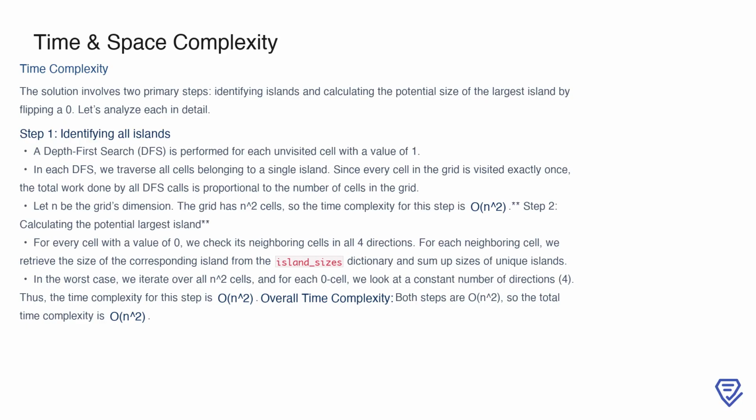Next, we calculate the potential largest island size. For every cell with a value of 0, we check its neighboring cells in all 4 directions. For each neighbor, we retrieve the size of its corresponding island from the island_sizes dictionary, summing up the sizes of unique islands. In the worst case, we iterate over all n squared cells, and for each 0 cell, we examine at most 4 neighbors. This also results in a time complexity of O(n squared). Combining both steps, the overall time complexity of the algorithm is O(n squared).